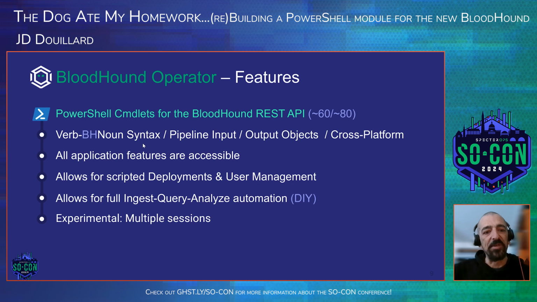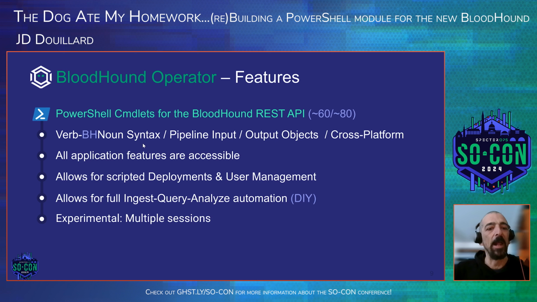Every commandlet follows this verb-noun syntax with a little bh prefix in front. So it's going to be Get-BH something, Set-BH something, Remove-BH something. And yeah, everything I love in PowerShell. Everything outputs objects, and you get pipeline input. It's cross-platform, so this module should run on Windows, Linux, and macOS. I'd be happy to hear feedback from macOS users because I don't have much yet, so there might be some things I need to fix around macOS.